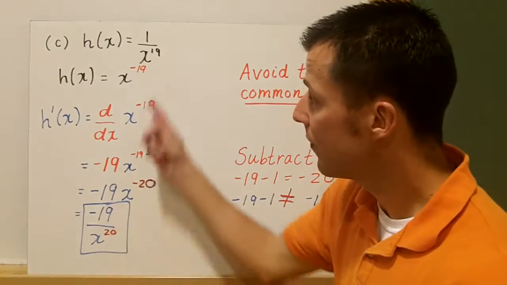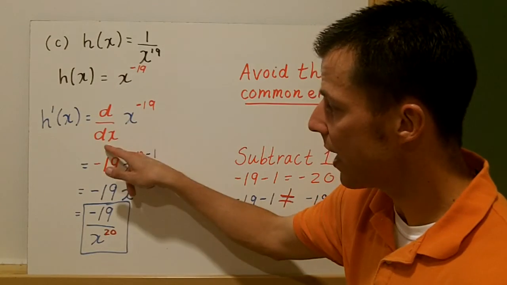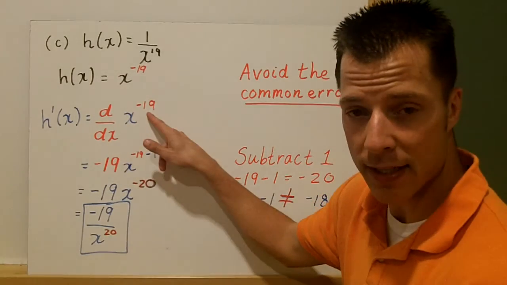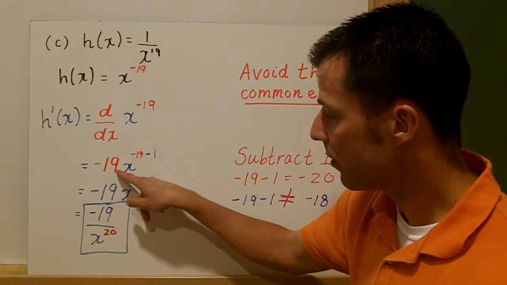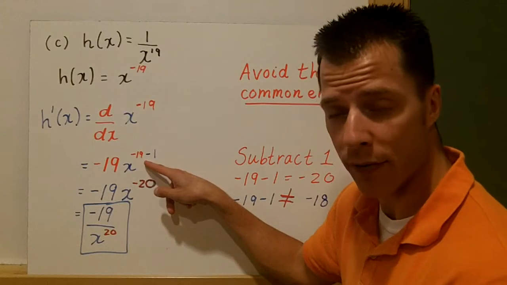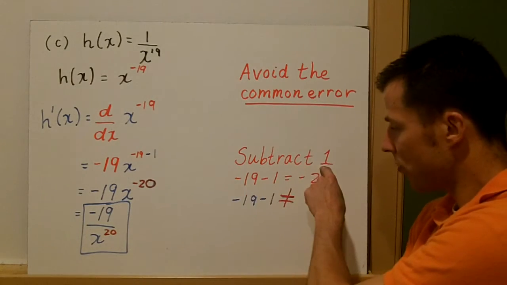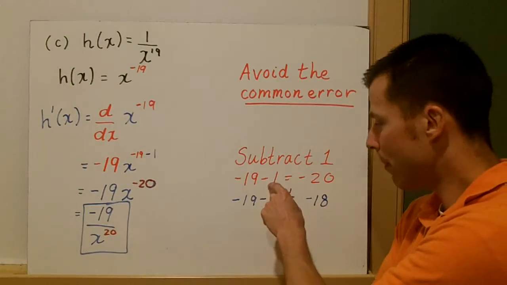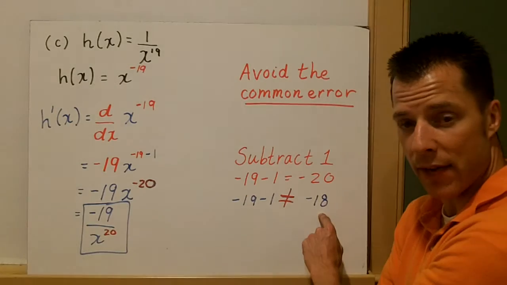Now, once we have this power, let's apply the power rule. So the derivative is equal to d dx of x to the negative 19. Well, that negative 19 goes out front, gets multiplied to x, and then we have to subtract off 1 from the power. Now avoid this common error. You've got to subtract 1. So negative 19 minus 1 equals negative 20. It does not equal negative 18.